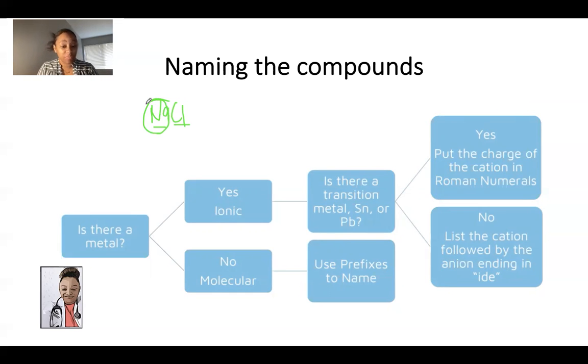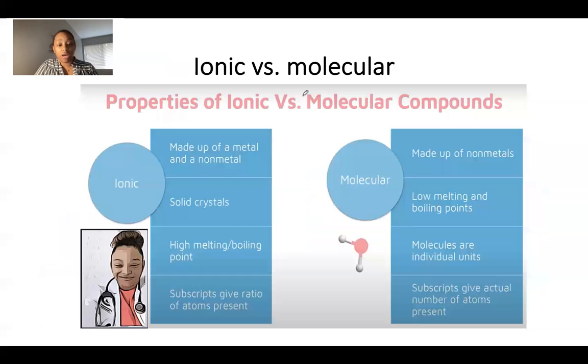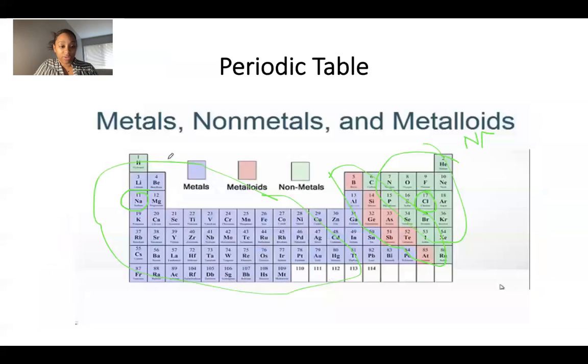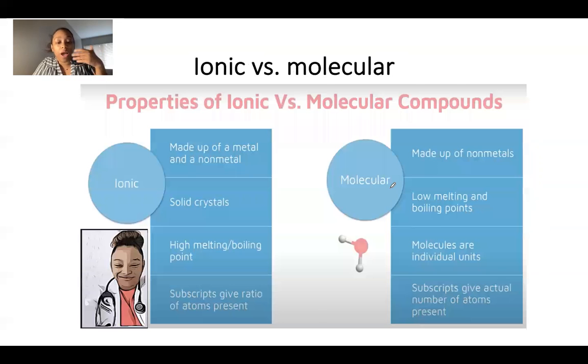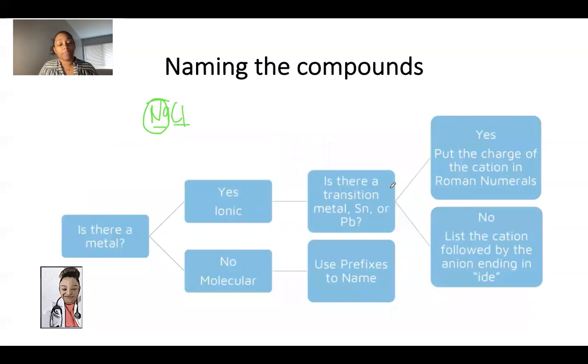Next, is there a transition metal? That's asking about the middle part of the periodic table. These are all of our transition metals, they're all in the middle. The way we name those in combination with a non-metal is to use Roman numerals, so we have to figure out whether the element we're dealing with is a transition metal.